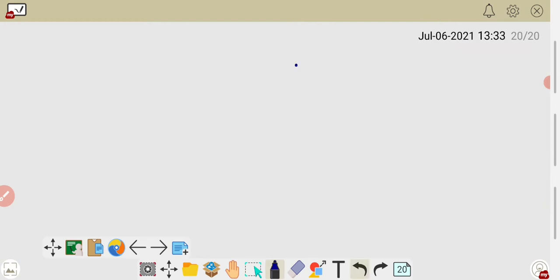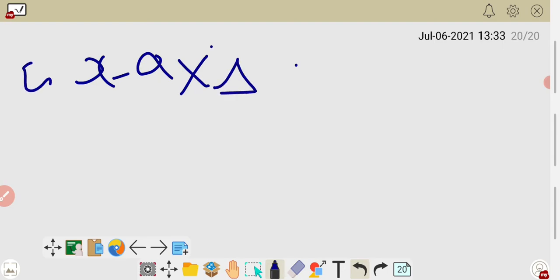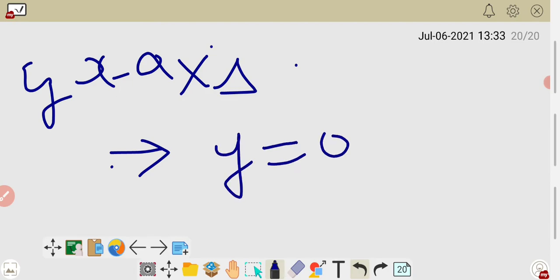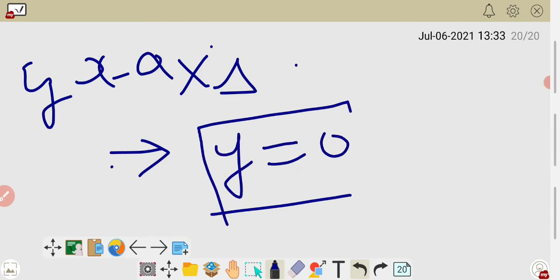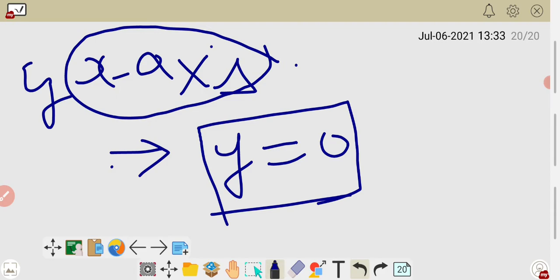If they are asking for the equation of the x-axis, you can take the opposite one. What is the equation of the x-axis? Opposite is y, so you have to write y is equal to 0. When you put it equal to 0, then only it becomes an equation. For the equation you have to put it equal to 0. So they are asking for the x-axis, so you have to put y is equal to 0.